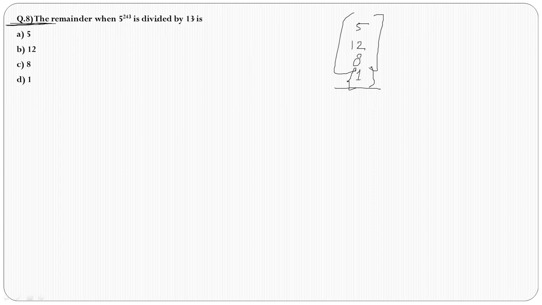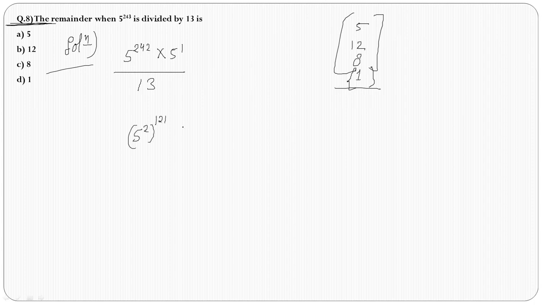Form with respect to 30. So we can write this thing as 5 power 242. We have to make 5 into 5 square, so write it as 5 power 242 into 5 power 1 divide by 30. Now take 2 common from here, 5 square 121 into 5 divide by 30.